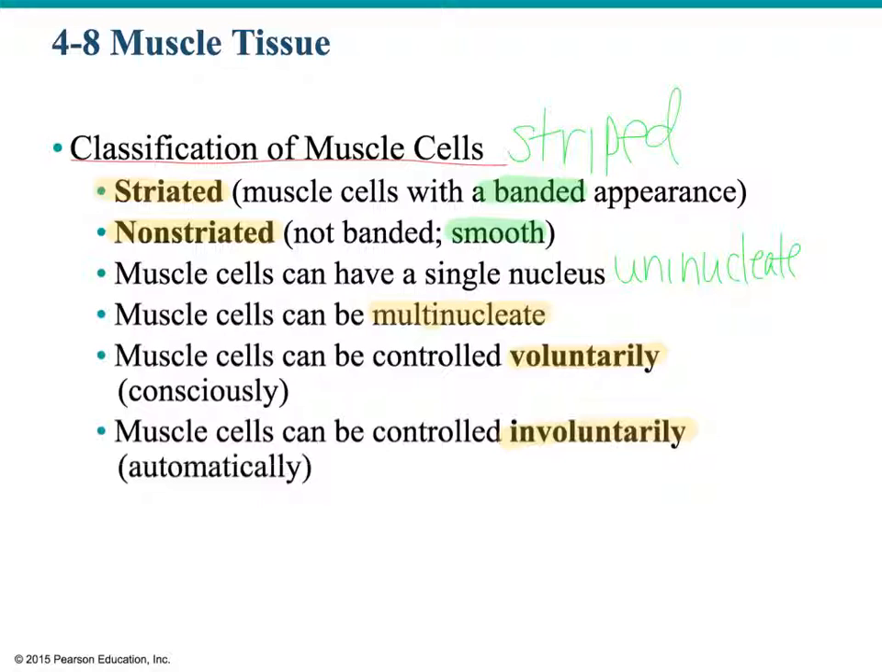So some muscle cells have a single nucleus, whereas some of them have more than one nucleus per cell. Muscle cells can also be controlled voluntarily, which means consciously. So of the three types of muscle tissue, skeletal, smooth, and cardiac, which one do you think you control voluntarily, consciously?